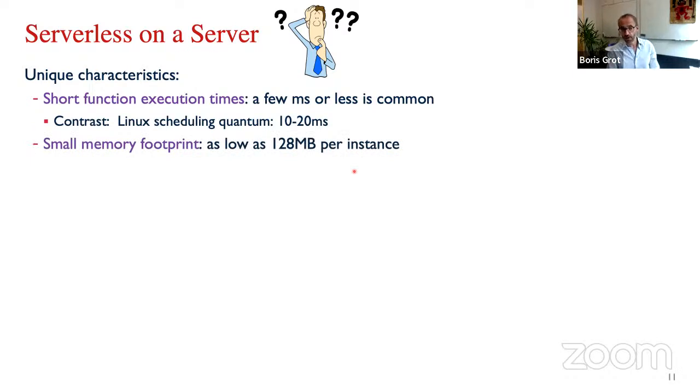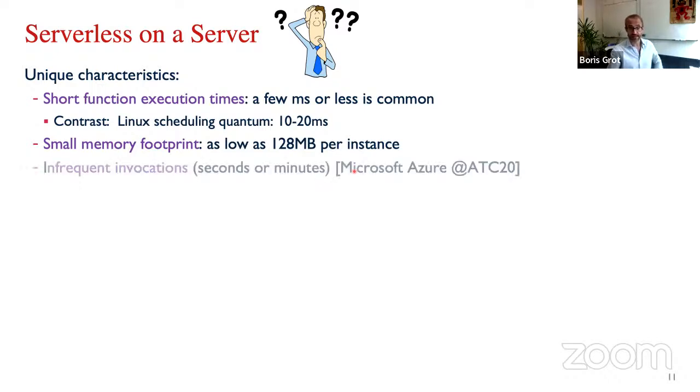Functions often have a very small memory footprint. In Amazon AWS, as little as 128 megabytes per instance is what you can actually purchase. Just 128 megabytes per instance. And also, invocations are relatively infrequent, at the granularity of seconds or minutes. That's a characterization that came from Microsoft Azure, which operates one of the largest clouds in the world.